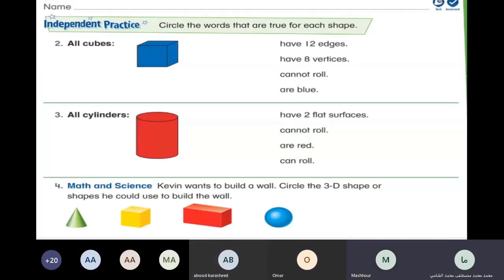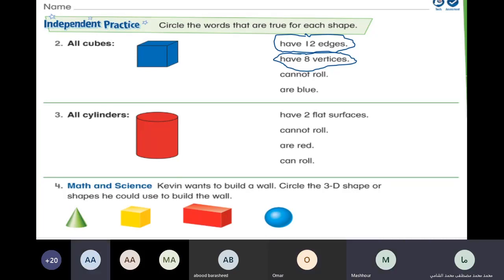All cubes have 12 edges, right or wrong? 12 edges. Yes. So make a circle. Have 12 edges. Excellent. And have 8 vertices, 8 corners. Yeah. Have 8 vertices. Make a circle. Excellent. So all cubes have 12 edges and 8 vertices.